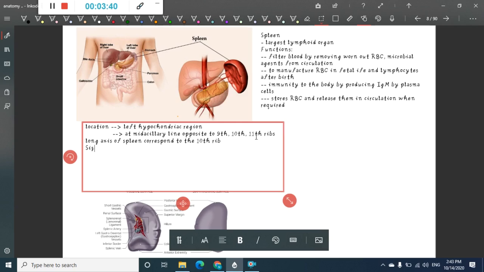Then what is the size of the spleen? The size of the spleen is also important. The spleen is wedge shaped in structure, and it is purple in color. That is the reason why in this picture you can see a purple colored spleen. And the size roughly corresponds to one's fist. So the fist of the person is roughly equal to the size of the spleen.